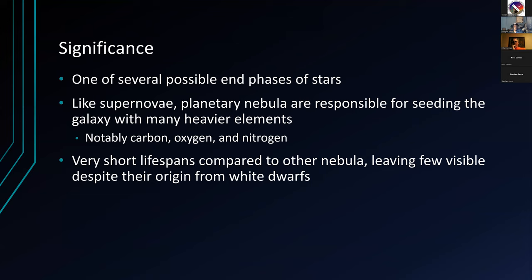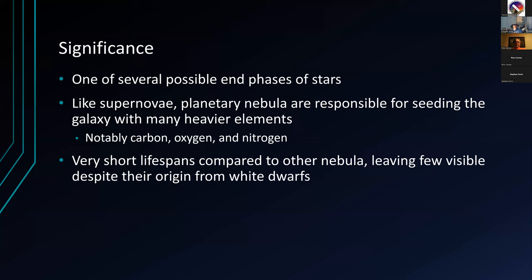This ending state turns out to be really important because they are responsible for seeding a lot of the lower mass elements in the universe. So it's very likely that all of the organic molecules in your body came from one or more planetary nebulas at some point. And with other heavier elements like the transuranic elements, gold and silver being provided by neutron stars and supernovas.